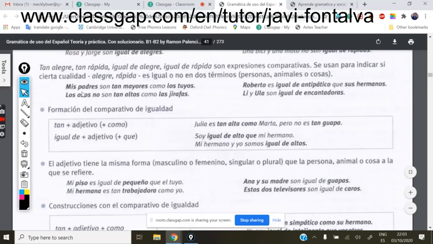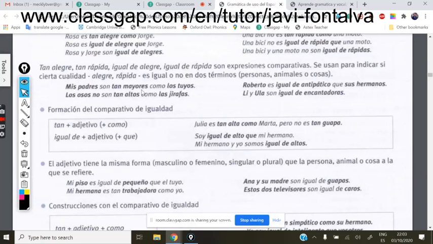So, mis padres son tan mayores como los tuyos. Okay. As you already know, the adjective must agree in number and gender with the noun we're talking about. Mis padres, my parents, are as old as yours. Remember, mayor is like a nice word for viejo. Los osos no son tan altos como las jirafas. So, bears are not as tall as giraffes.